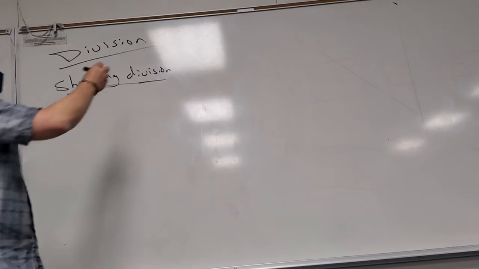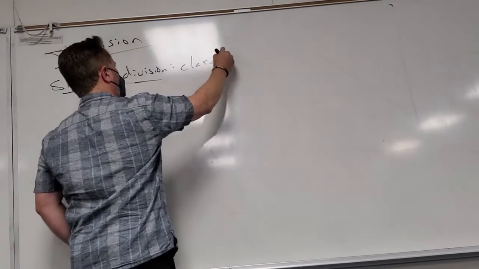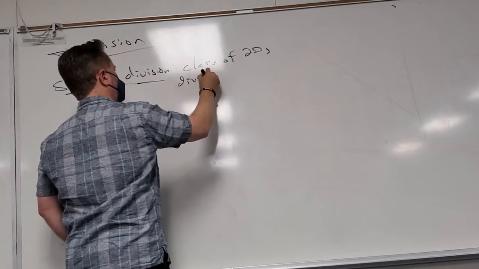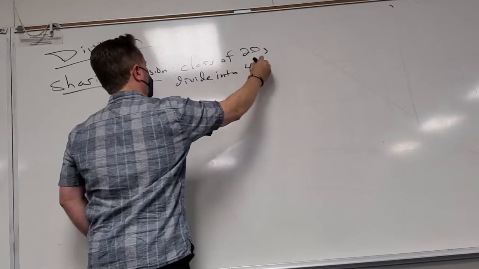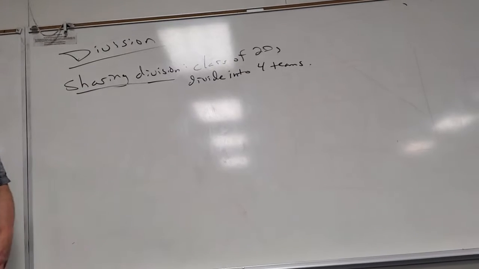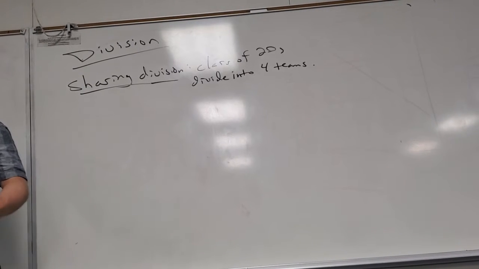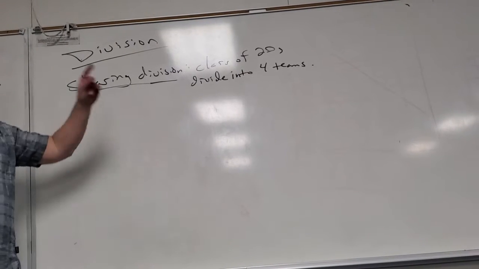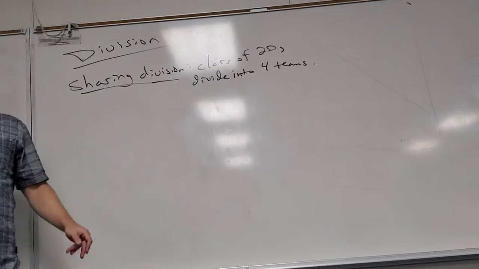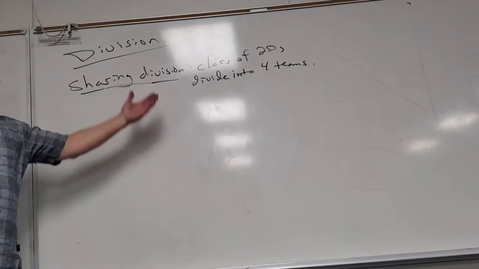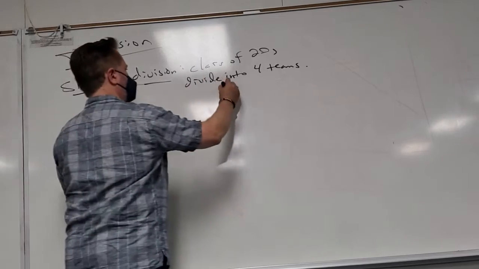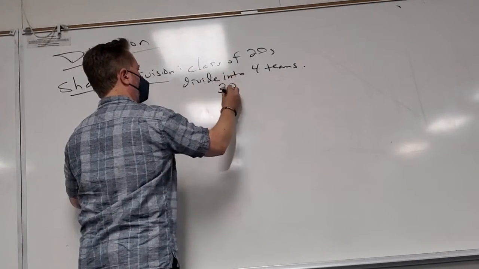So, what example did I come up with? Yeah, okay. So if I have a class of 20, it's the same problem in the book. Class of 20, and I want to divide into 4 teams. I could have made it $20 and I want to give it to 4 different people, but same kind of idea. I want to distribute, I want to share 20 amongst 4 groups, right? How many would be on each team? So it leads to division.